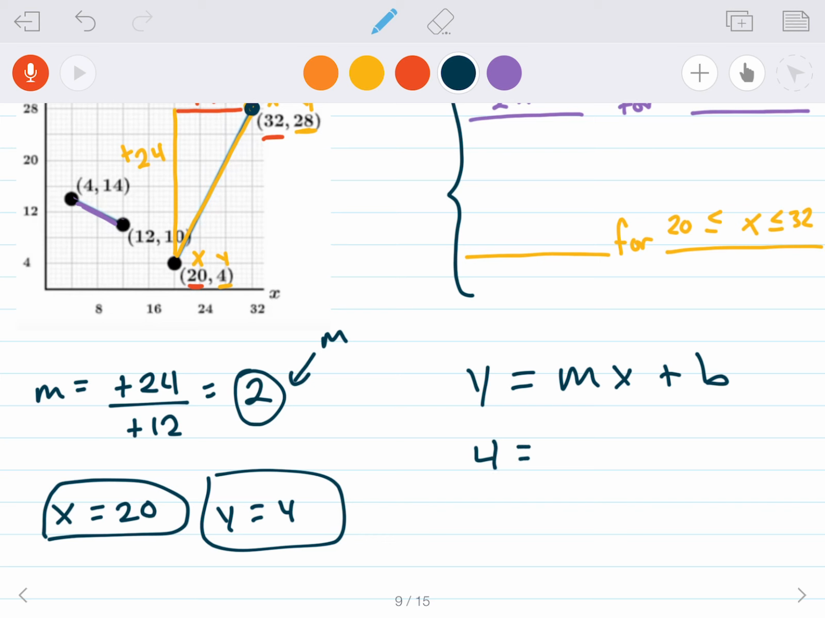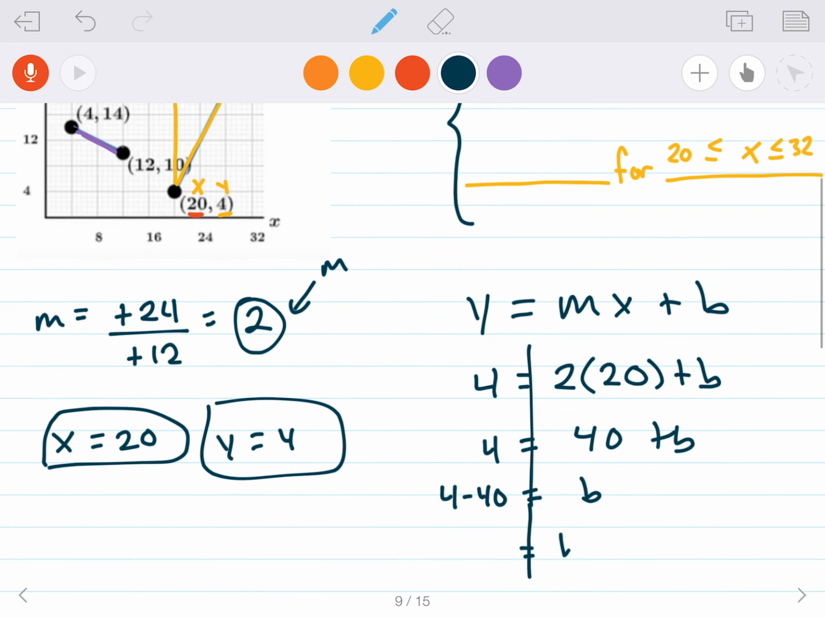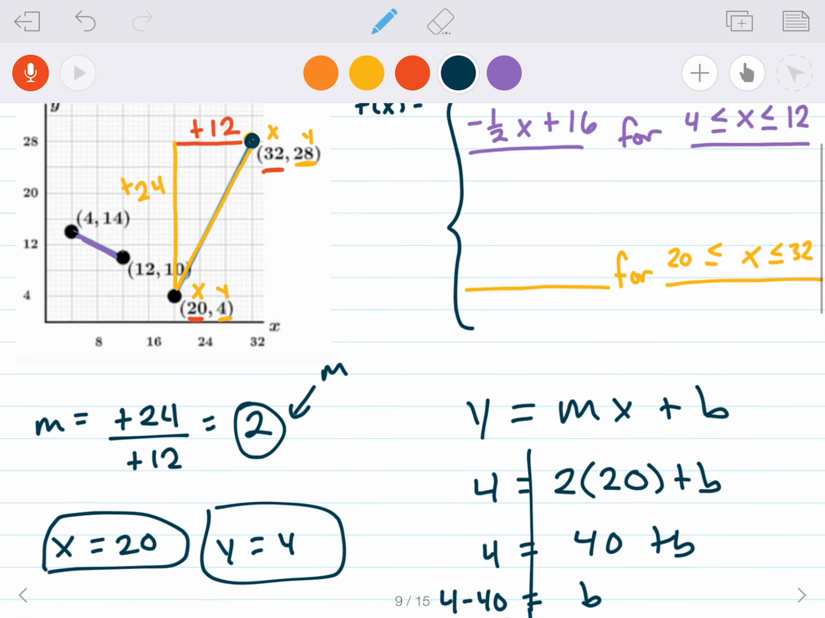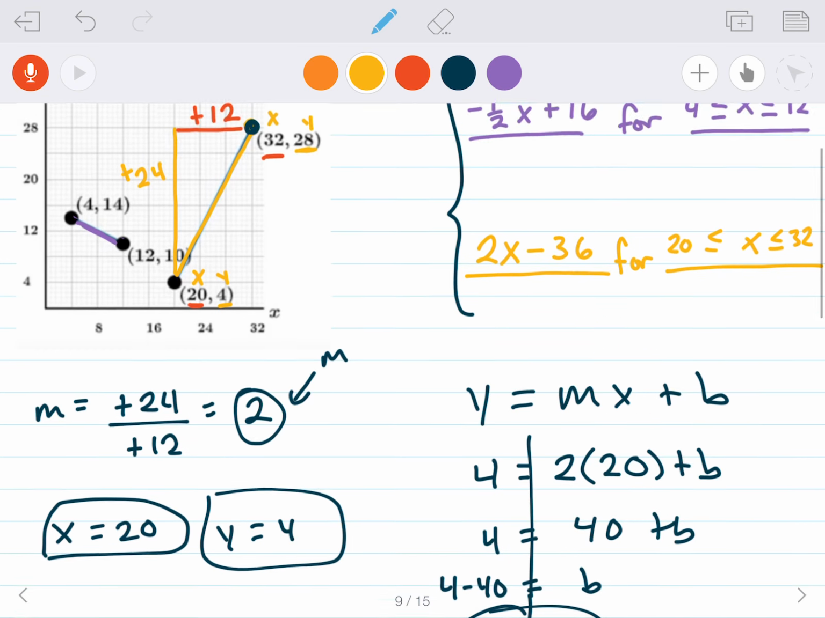So we get 4 is equal to 2 times 20 plus b. Solve for b. On the right side, I can simplify 2 times 20 is going to give me 40. And then I can subtract 40 from both sides to get b alone. So I get b is equal to negative 36. All right. So my equation here is going to be y equals m, which we found to be 2, x plus a negative 36, which is just minus 36.